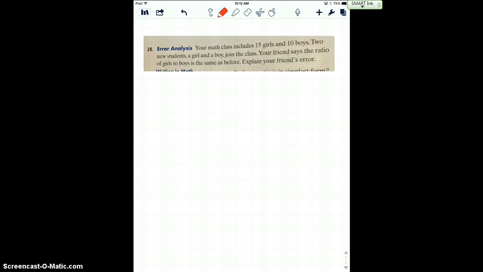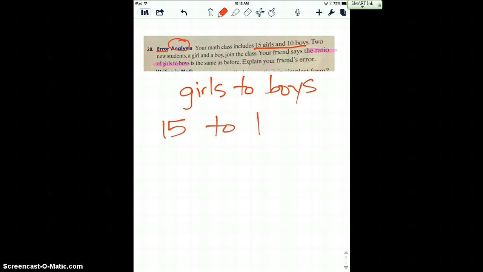Okay, let's go ahead and try 2 problems here. We're going to try to analyze an error made in this situation. Let's say your math class includes 15 girls and 10 boys. Right when I see this, I see a ratio. And if I speed ahead in the reading, it says the ratio of girls to boys. So I'm going to write out the ratio of girls to boys. And what do I have? I have 15 girls to 10 boys in my math class.